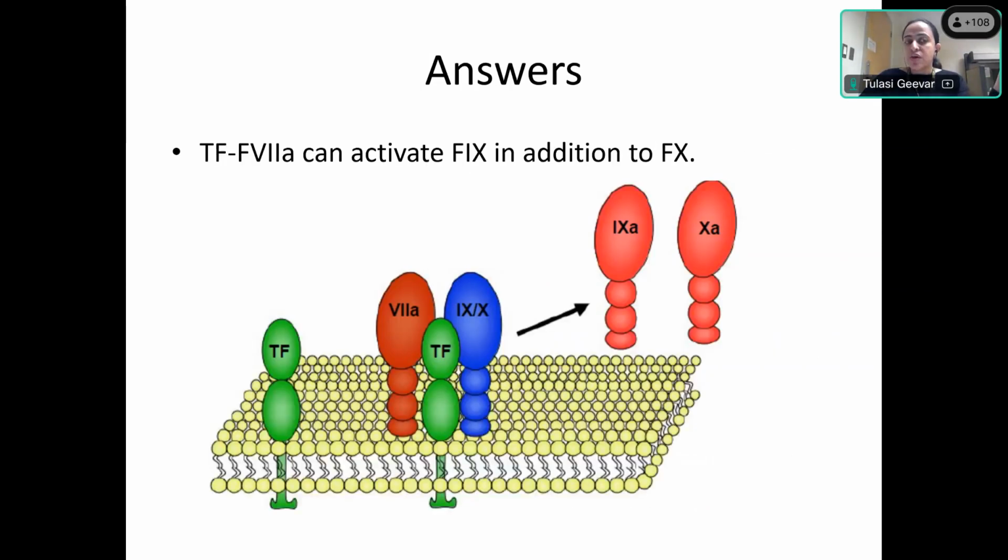Now, it was discovered that the tissue factor 7 complex, now we saw in the extrinsic pathway, there is exposure of tissue factor, and the tissue factor activates 7.